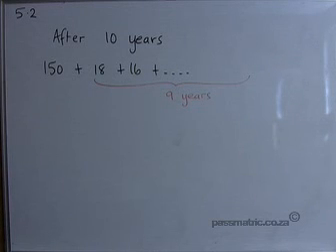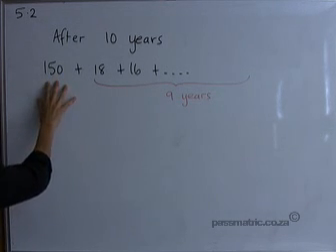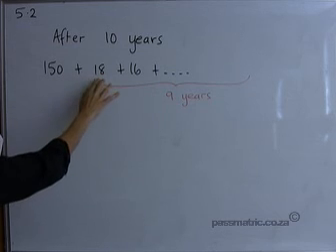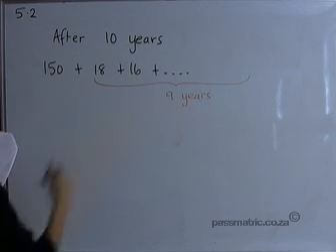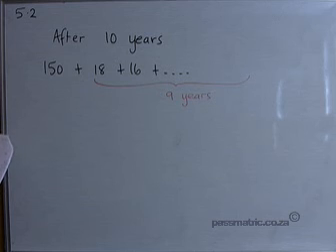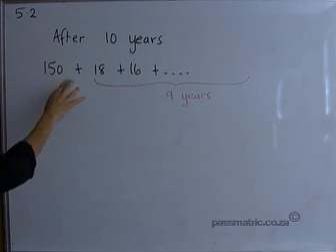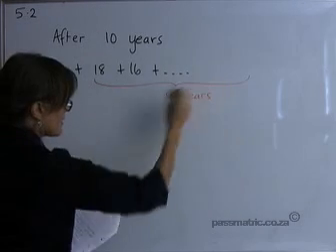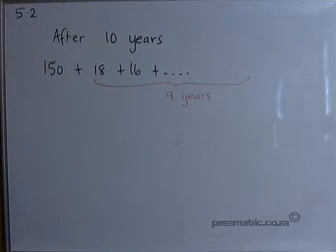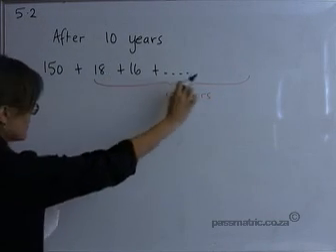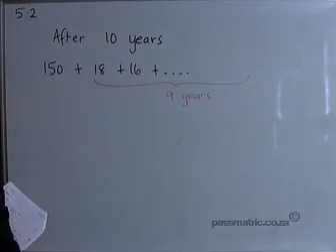5.2 asks us to calculate the height of the tree after 10 years. So in the first year, we know that we have a growth of 150. In the second year, we've got 18, and then we're adding 8/9 of the previous year's growth. So if we want to calculate the height of the tree after 10 years, we have to calculate what happens here for these 9 years. So we're going to have to sum these terms here.